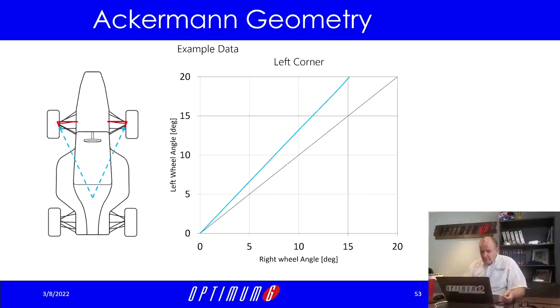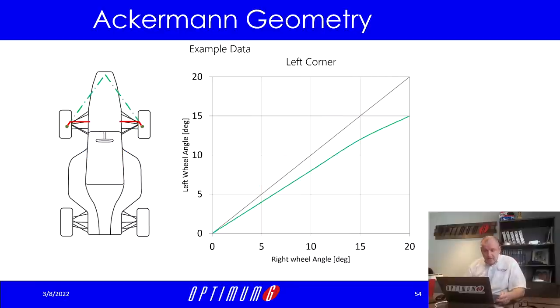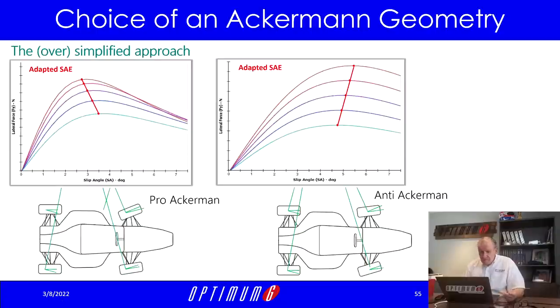So this is an example of an Ackermann geometry where the extension of the steering arm meet behind. And if you turn in the left corner, the right wheel 10 degrees, the left wheel will turn a little bit more, 12, 13. And that is an example here where you look at the anti-Ackermann, where when you turn the steering on the right 10 degrees, inside is going to run 8 degrees. So the outside is turning more than inside. How do you make the decision? Well, you need to have a tire model.